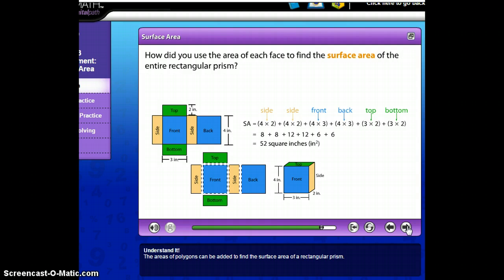How did you use the area of each face to find the surface area of the entire rectangular prism? We added all the areas together. You found the sum of each of the faces' areas and added them together. Through your work, you have learned how to find the surface area of a rectangular prism.